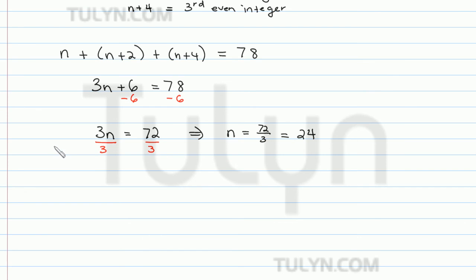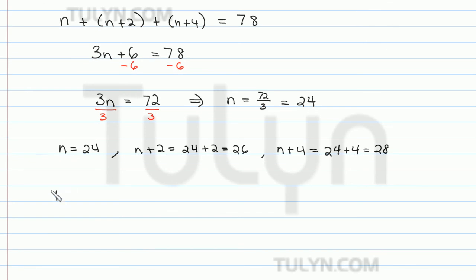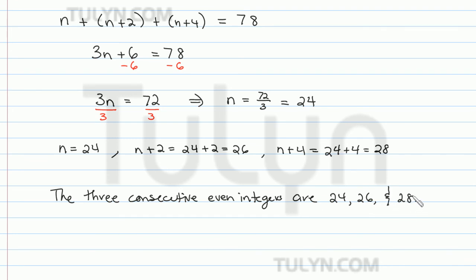So if you want to write down what the integers are, n is 24. Then the next integer is n plus 2, which is going to be 24 plus 2, which is 26. And then the third even integer is n plus 4. So 24 plus 4 is 28. So you want to say that the three consecutive even integers are 24, 26, and 28.